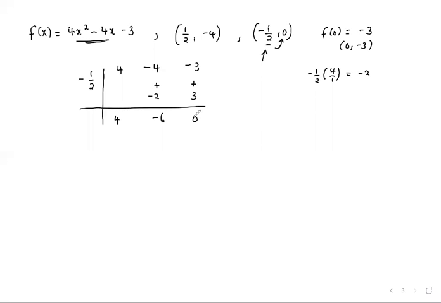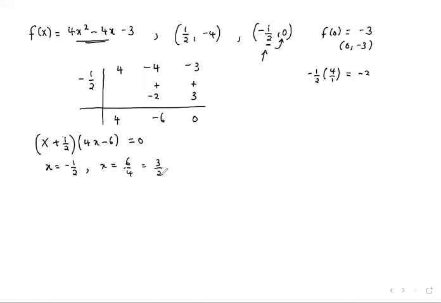Sir, how about just using the factorization method? Yeah, the factorization method can work also. But what's wrong with synthetic? Isn't this what you get when you factorize? So x is negative half. Also x is 6 over 4, which is 3 over 2.